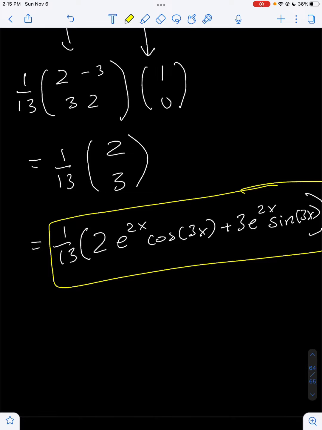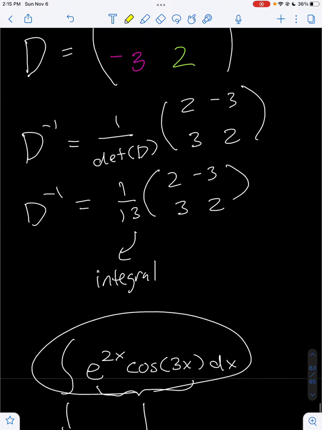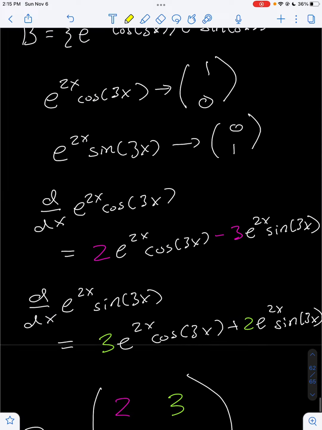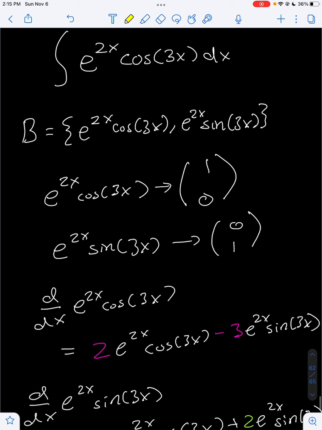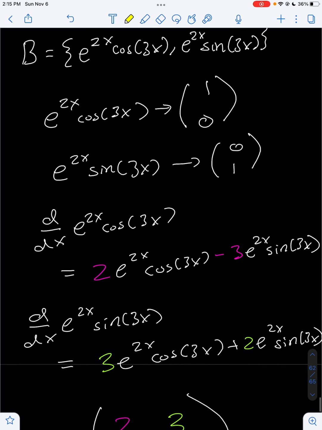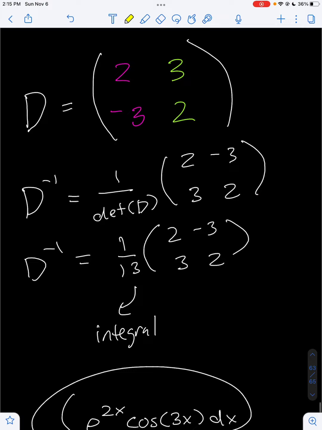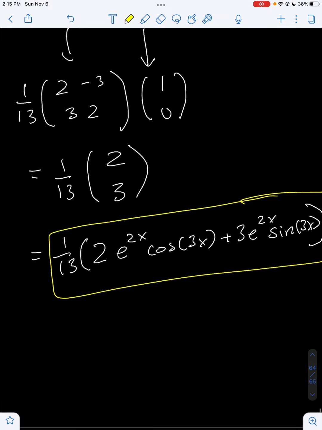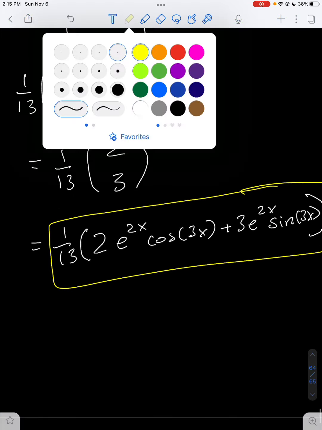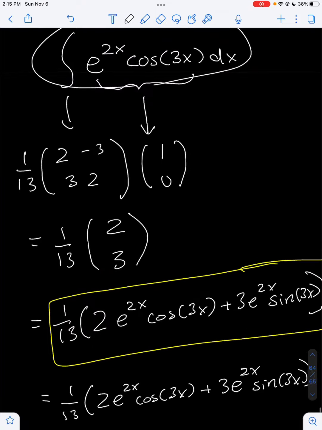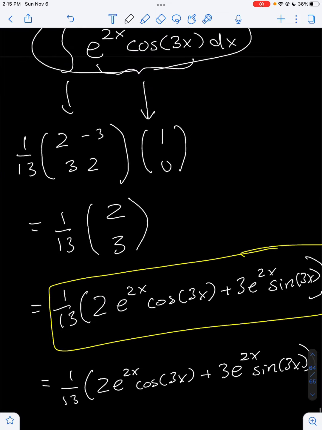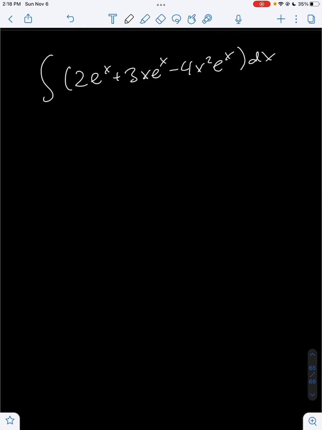It's just insane how we can take a complicated integral, write the components in terms of vectors, write the integral in terms of a matrix, and just multiply those together, write them back into the function form to get our result. So yeah, here is our answer. Let me write it in a bit more neater fashion. So that is our answer. Let's use this trick for another function. So let's use this method to solve this integral over here.